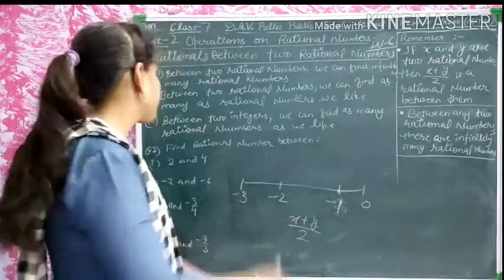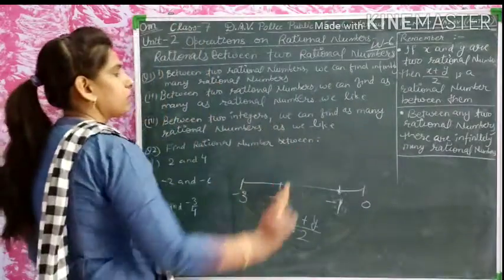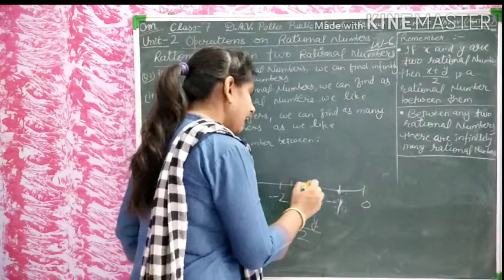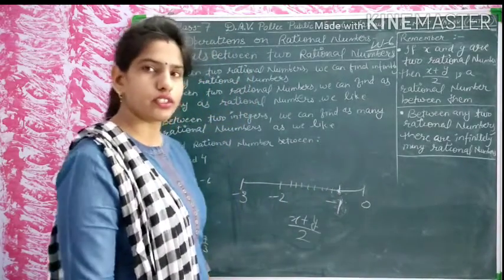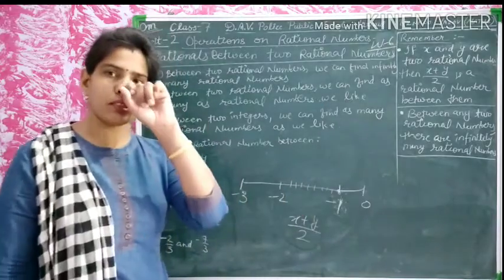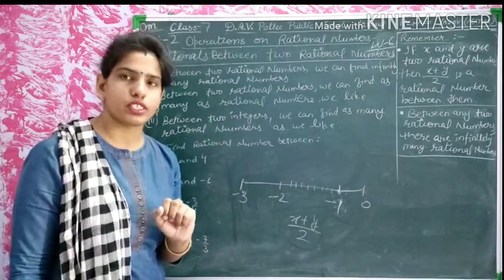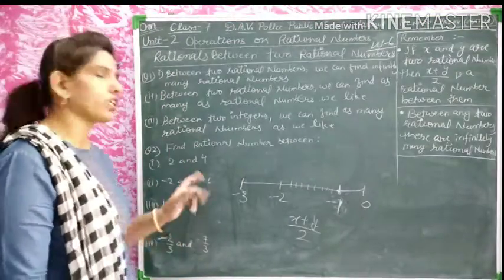We correct it. Between two integers we can find as many rational numbers as we like. Is this clear, students? There are infinite rational numbers between two rational numbers and between two integers also. Is this clear? Now we will go to question number 2.